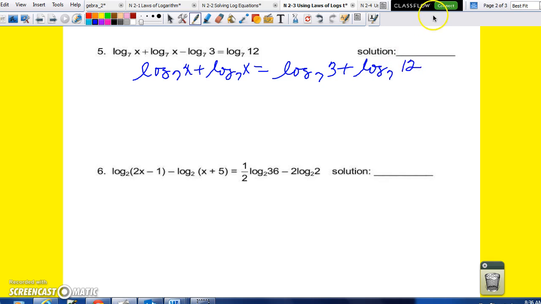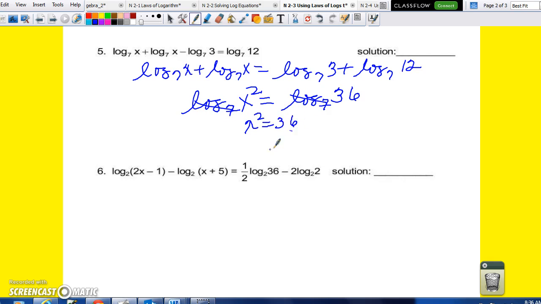Now I'm just going to write them as one log. So this is log base 7. If I multiply x and x, I'm going to get x squared. And that's going to equal log base 7, again multiplying, I'm going to get 36. So when I cancel my logs, I get x squared equals 36. Take the square root, I get x equals 6. So my solution is x equals 6.